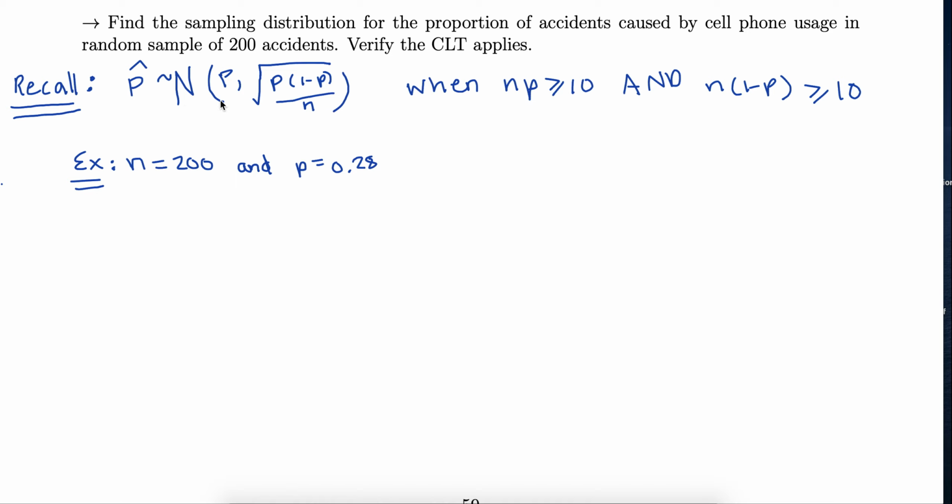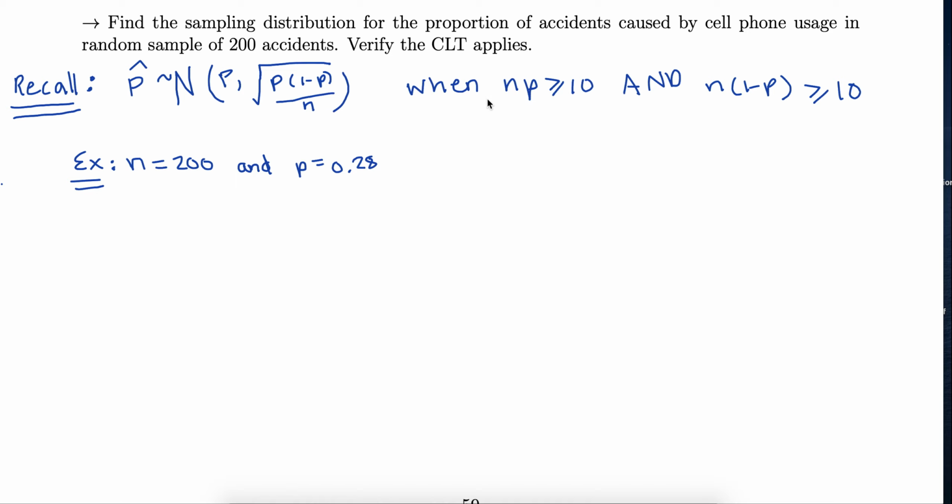And then we had fantastic news that even though different samples give us different results, they're going to be centered at p, the proportion for the whole population. And then the second term here gives us the variability, how much we expect our sample proportion, or p hat, to change or be different from sample to sample. Of course, we had a sample size criteria for this to apply.